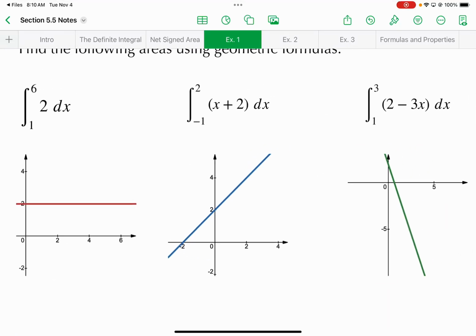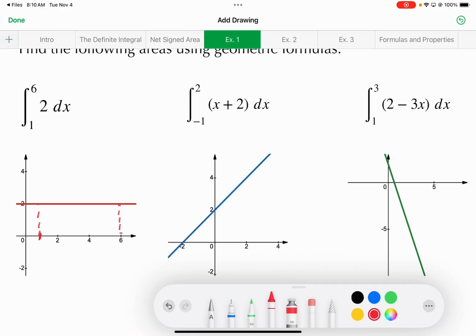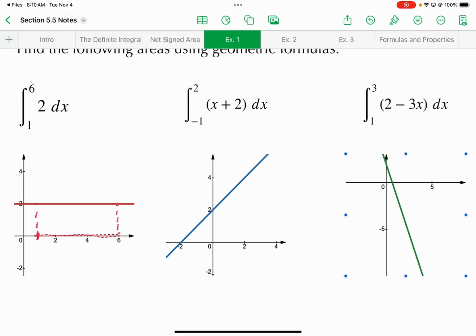So what this first one is telling me is I want the area under the curve between the x values of 1 and 6 of 2. If I look at where 1 is going to be, it looks like I'm starting here. My other bound is right there. So I want to find this area under the curve.